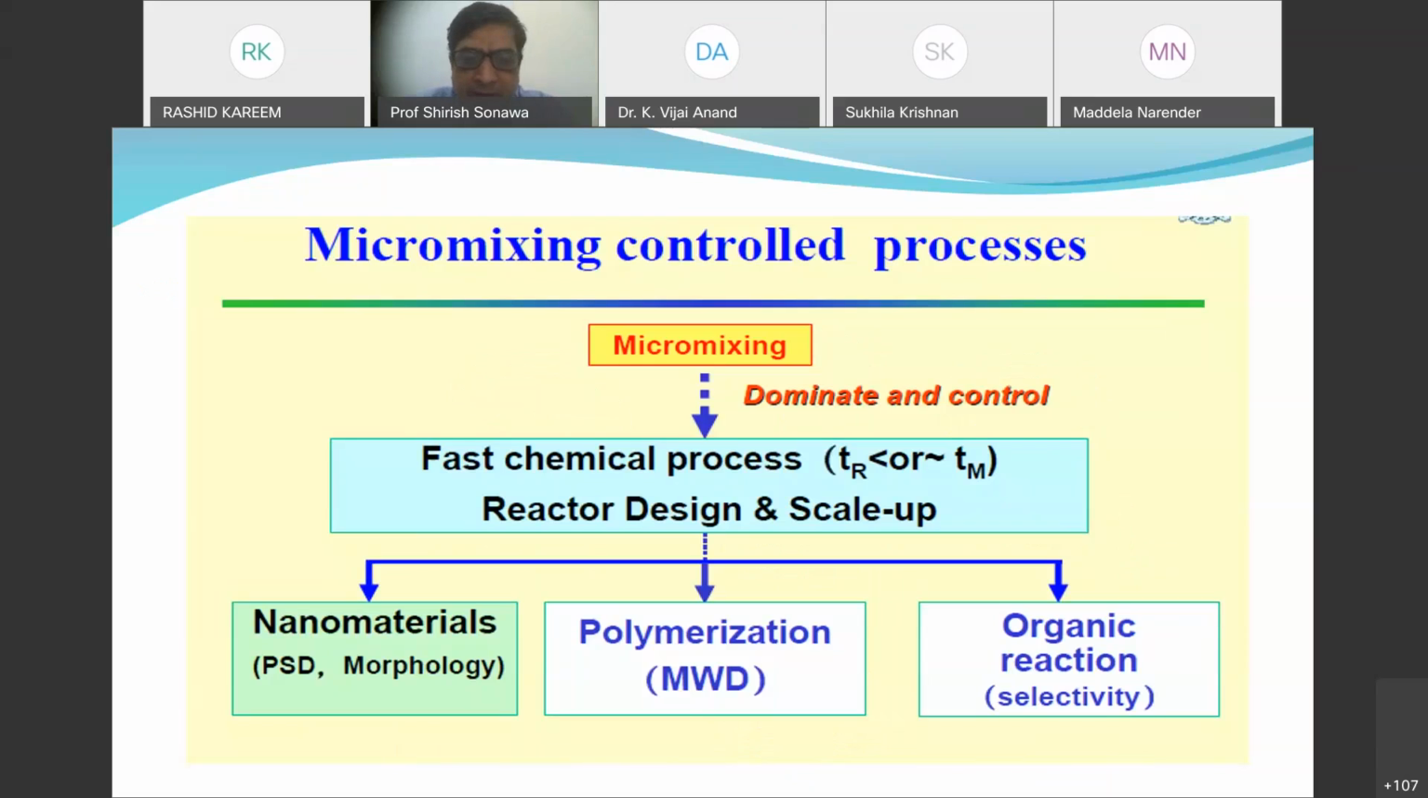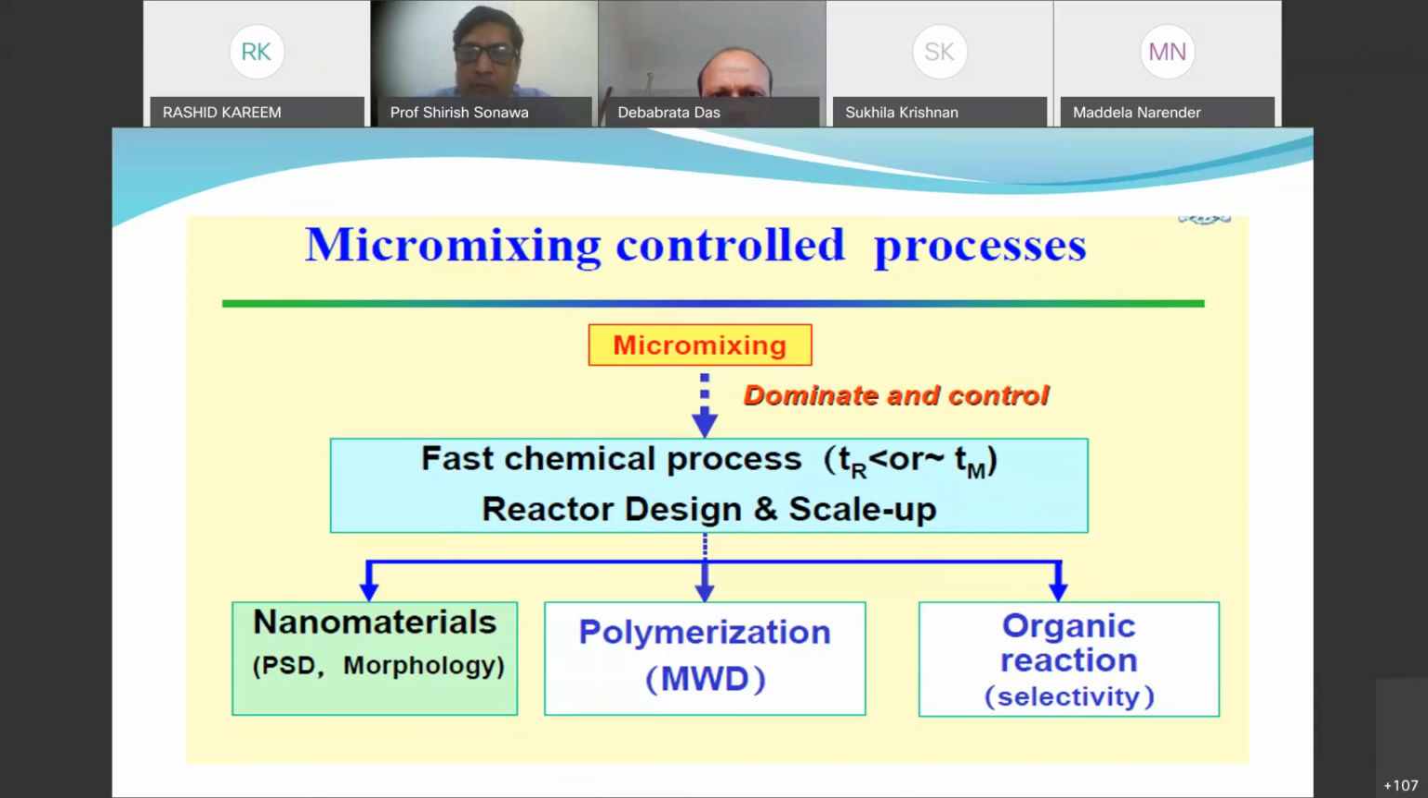I discussed earlier that the tau mixing should be a little greater compared to the reaction time. At that time, it has a large impact on the nanomaterials which have been produced. Basically, it impacts the particle size distribution as well as morphology, which is one of the important properties of a material required from an application point of view.